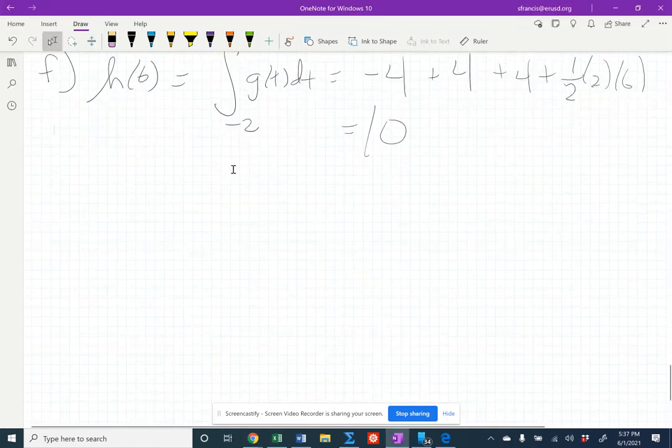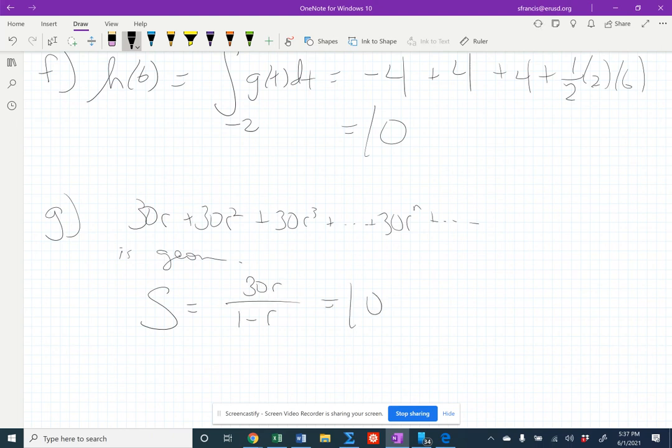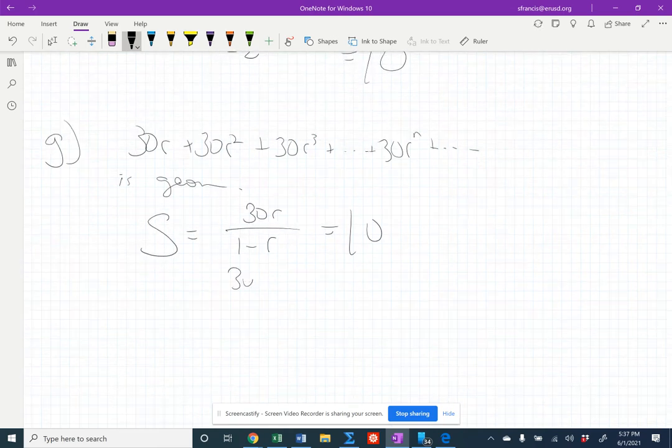Okay, so 30R plus 30R squared plus 30R cubed plus and so on is geometric. The sum is going to be the first term, 30R, over 1 minus the common ratio. We want that to equal 10. And so we get 30R equal to 10 minus 10R. When I add 10R to both sides, 40R is equal to 10, so R is equal to 1/4.